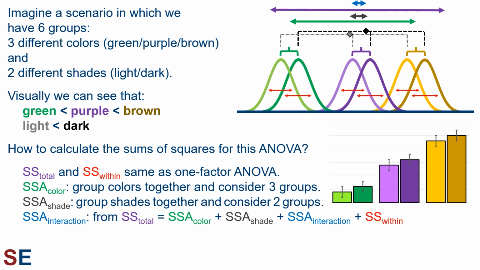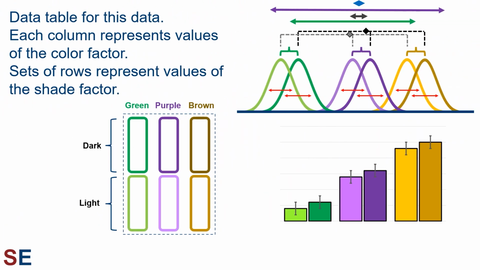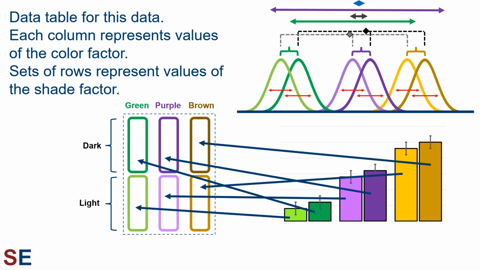The overall variation seen arises from 4 sources: the effect of each factor, their interaction, and the noise or variation within each group. Let's look at this scenario again, but now adding in a view of the data table. Each column represents values of the color factor, and sets of rows represent values of the shade factor. The overall data table would have 6 sections, one corresponding to each combination of the color and shade factor. We can look at how the bar chart of the mean value for each group corresponds to each part of the data table. So we organize our data as shown, and then we can start thinking about how we would calculate the sums of squares terms we just talked about, the sum of squares total, sum of squares within, and the sum of squares among terms for each factor and the interaction.